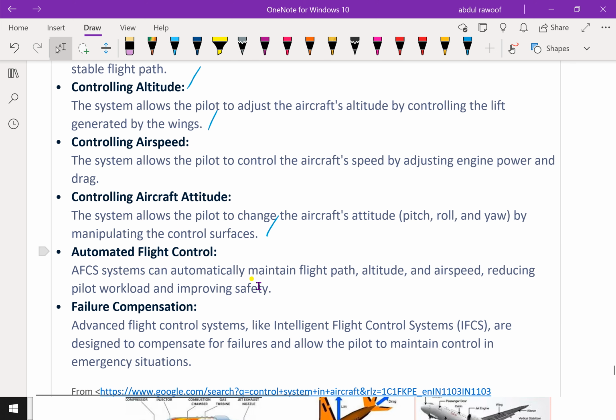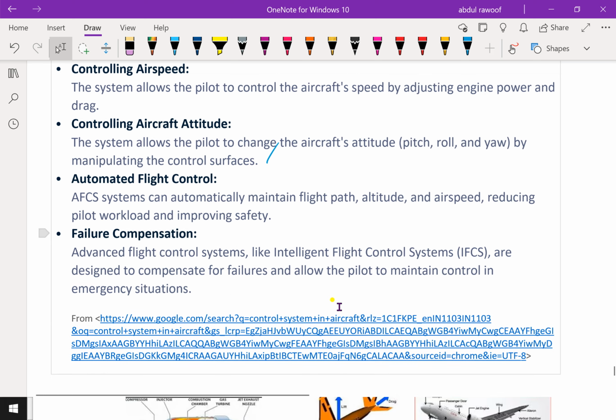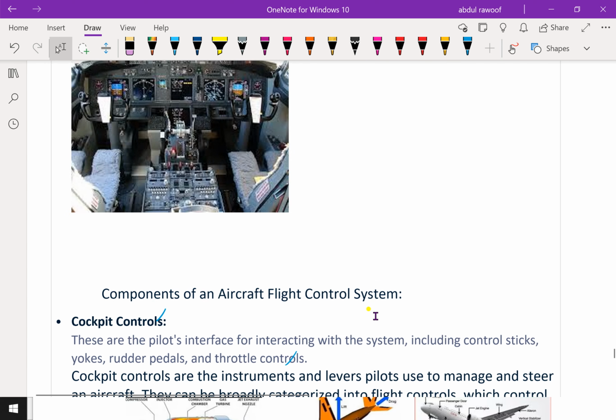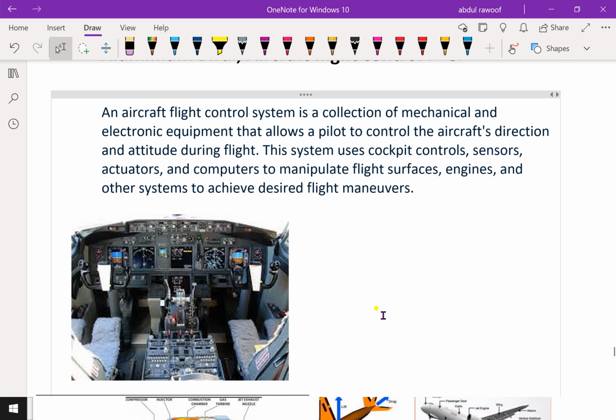Automated flight control. The AFCS can automatically maintain flight path, altitude, and airspeed, reducing pilot workload and improving safety. Failure compensation. Advanced flight control systems like the Intelligent Flight Control System, IFCS, are designed to compensate for failure and allow the pilot to maintain control in emergency situations. So far we discussed flight dynamics and its various considerations.